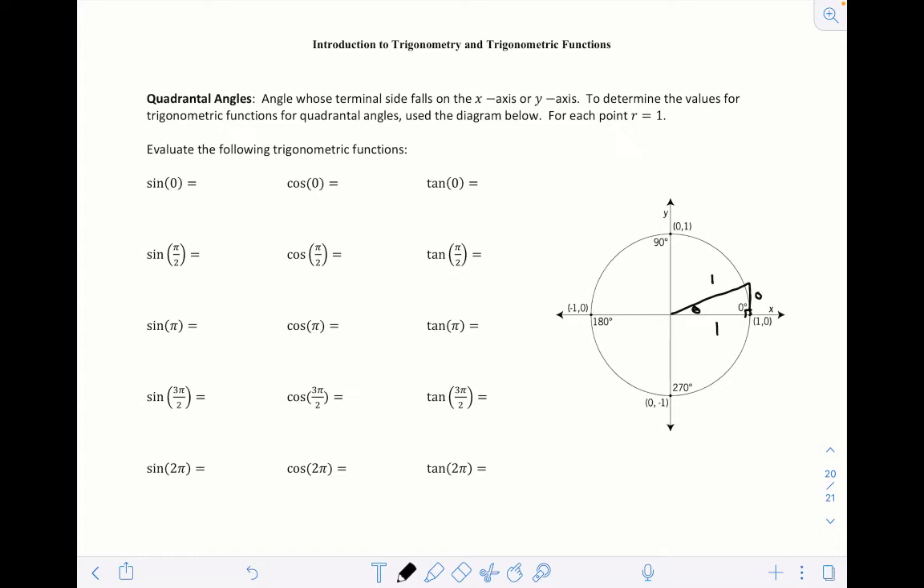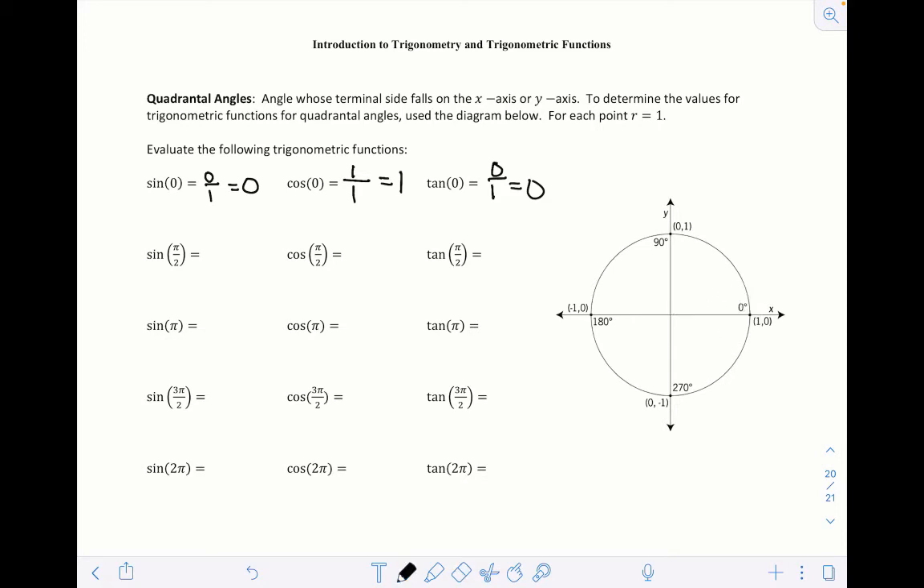But if I draw my triangle like this, I can use what I know about the trig definitions from the right triangles to get the value. So sine is opposite over hypotenuse, so that's going to be 0 over 1, which is 0. I could do cosine, which is adjacent over hypotenuse, 1 over 1, which is 1, and I could also use the fact that tangent is opposite over adjacent.